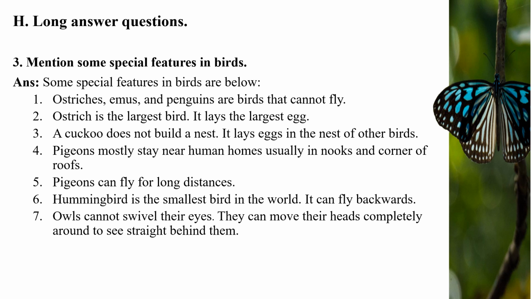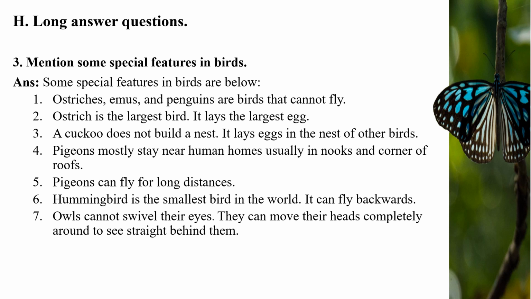Second, ostrich is the largest bird. It lays the largest egg. Third, a cuckoo does not build a nest. It lays egg in the nest of other birds. Fourth, pigeons mostly stay near human homes, usually in nooks and corners of roofs. Fifth, pigeons can fly for long distances.